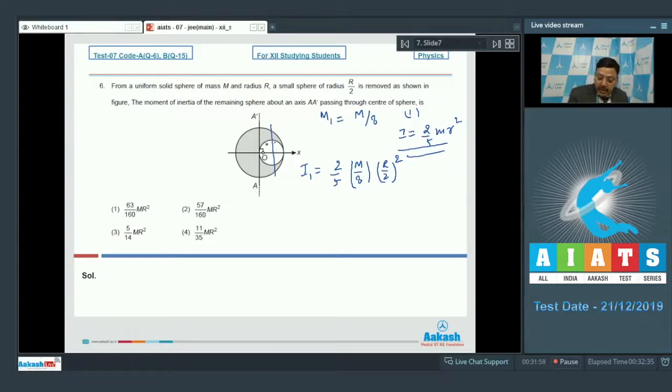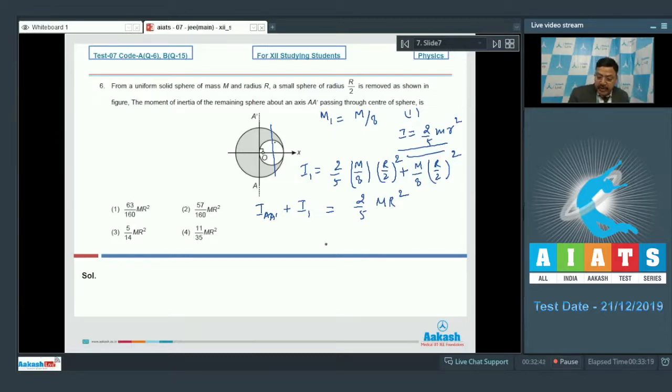To find moment of inertia of this part when it was there about A dash, we need to further add the term md square, applying the parallel axis theorem, where m again is m by 8 and the value of d is r by 2. That means we need to further add m by 8 into r by 2, the whole square, and we can see that further that IA dash that we are interested in finding plus I1 gives us 2 by 5 mr square.